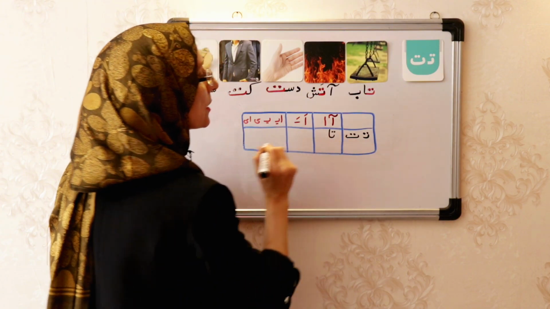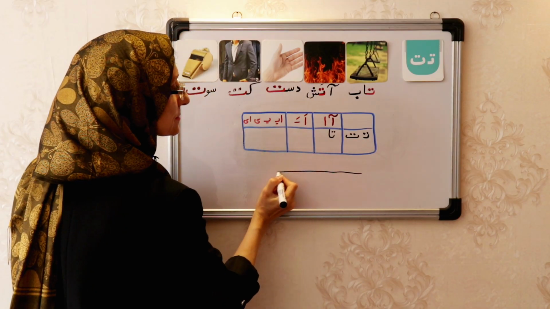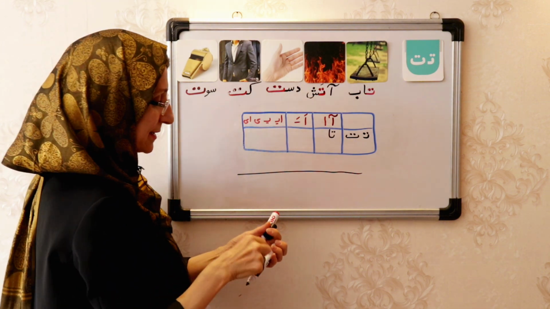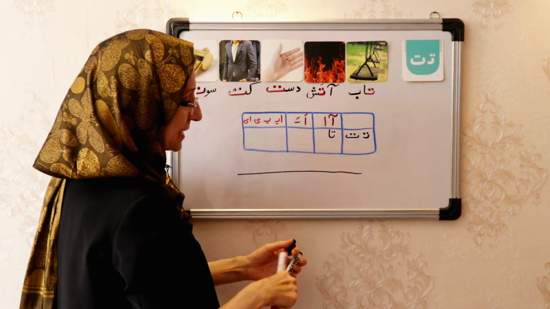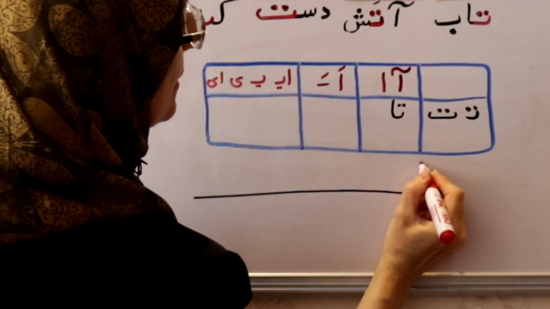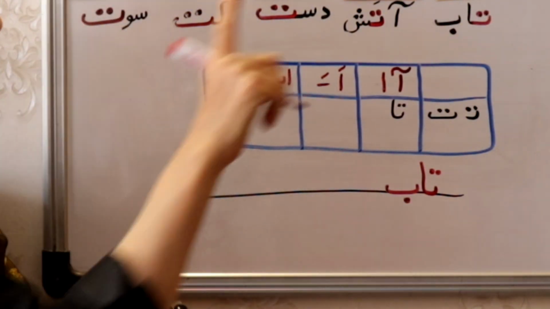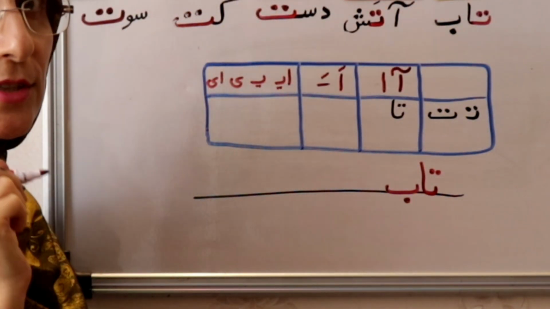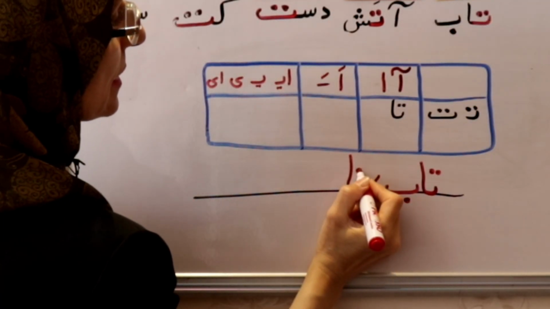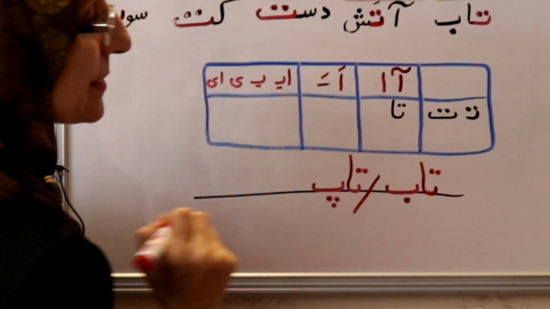Okay, if we make friendship between T and A, we have ta. We have the word top. Swing, top. And we have top, the long word we use in Persian, top. We have learned P sound, top.